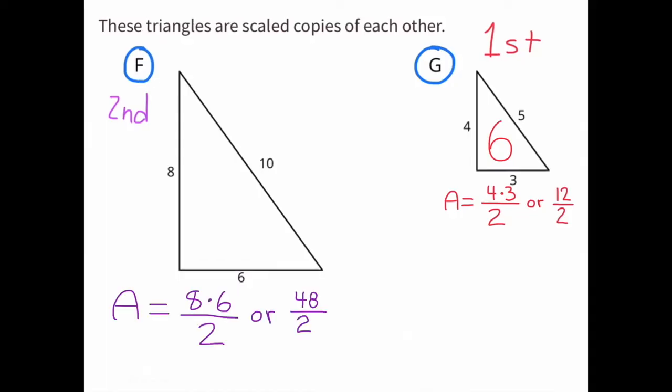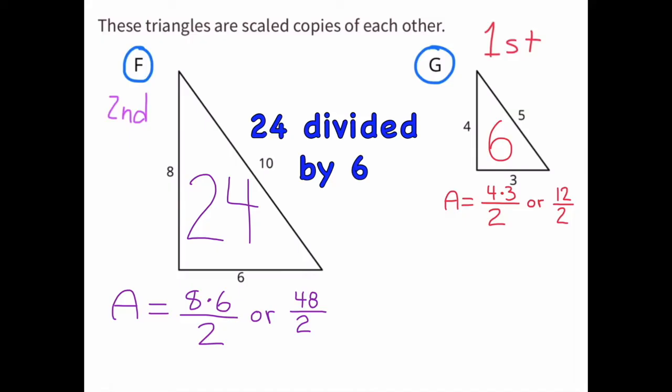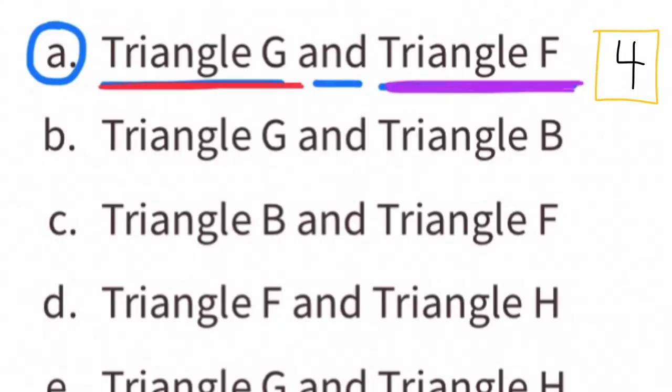The area for triangle F will be 1/2 of 8 times 6, or 1/2 of 48. 1/2 of 48 is 24, so the area for triangle F is 24 square units. So to figure out how many times larger the area is of triangle F compared to triangle G, we simply divide 24 and 6, or 24 divided by 6. 24 divided by 6 is 4, so the area of triangle F is 4 times the size of the area of triangle G.